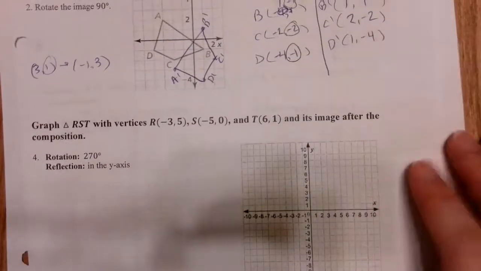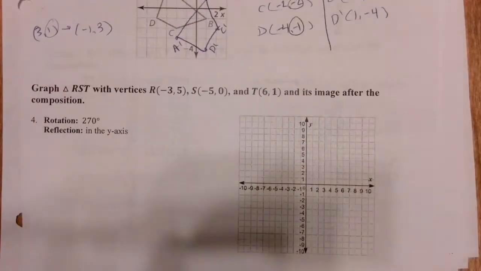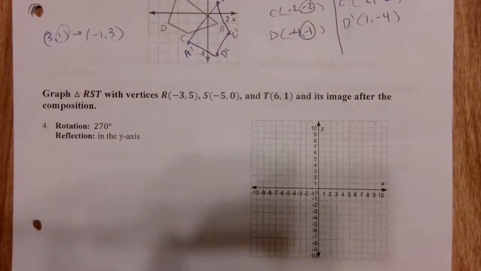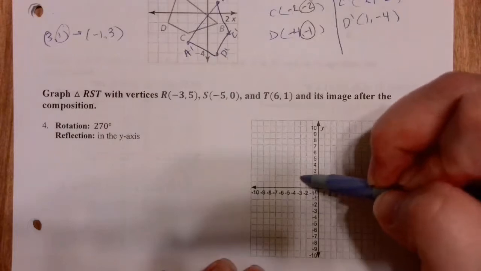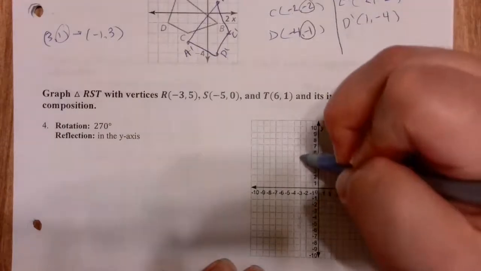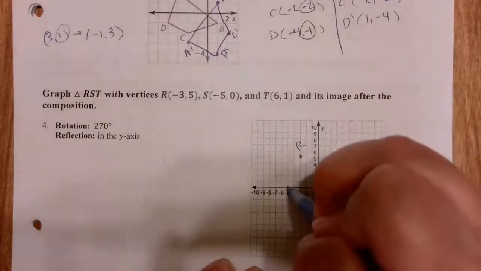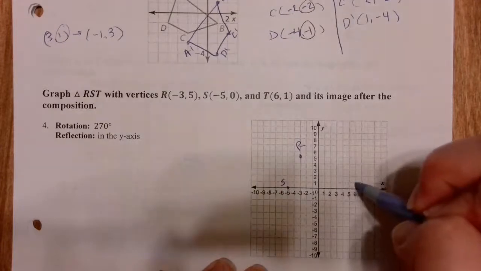All right, let's do a composition. So here, graph triangle RST with vertices R, S, and T, and its image after the composition. So let's start with graphing RST. So here, R is at -3, 5. S is at -5, 0. And T is at 6, 1.